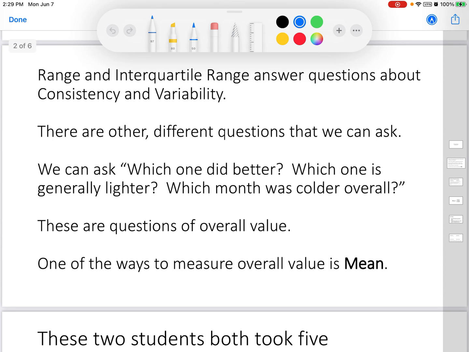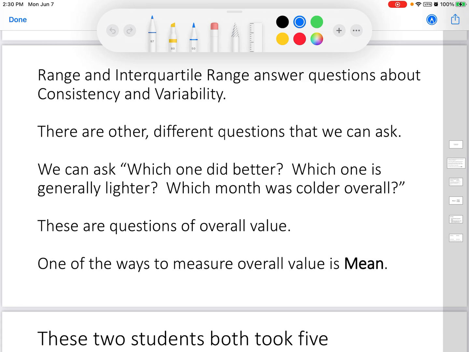Okay, so we all know about range and interquartile range, and they answer questions like, which one is more consistent? Which one is more variable? Which one seems to score the same all the time? Which one is all over the place and unpredictable? And those are good questions to ask about a set of data. But there are other types of questions that we can ask.